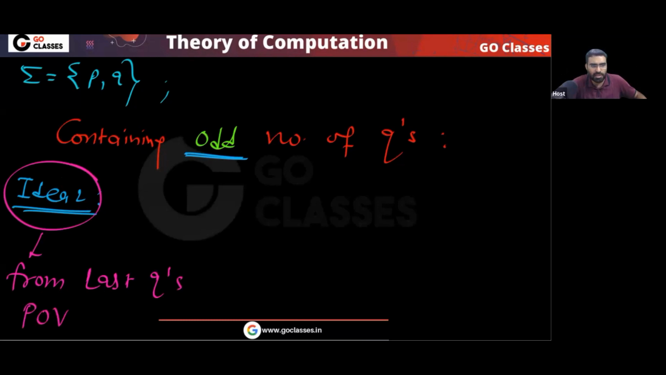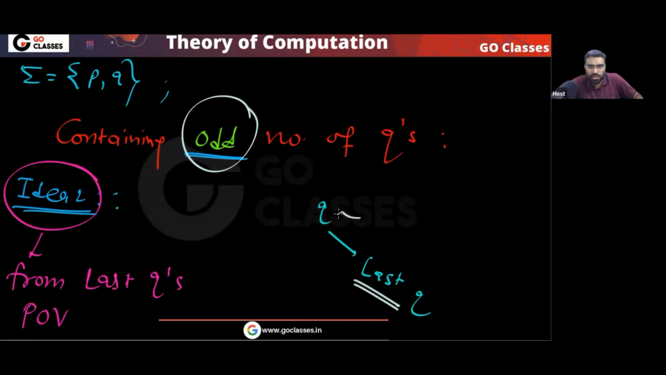So tell me, from the last Q's point of view, let's assume this is the last Q. Because you have an odd number of Q's, is there a guarantee that there will be a last Q? Yes, there will be a last Q.